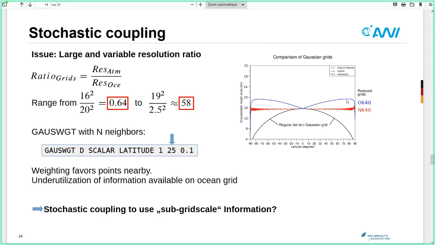Right? If you just make an arithmetic mean over these 50 boxes, it's worse than just taking one. And the idea that we're having right now is maybe we can have a sort of stochastic coupling. If we have a certain number of grid cells underneath, why don't we select stochastically from what we have rather than make some kind of arithmetic mean or pick the middle one or something like that.